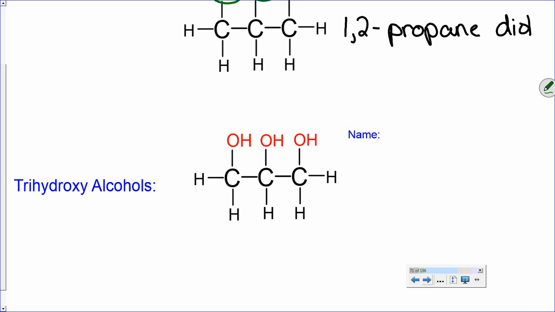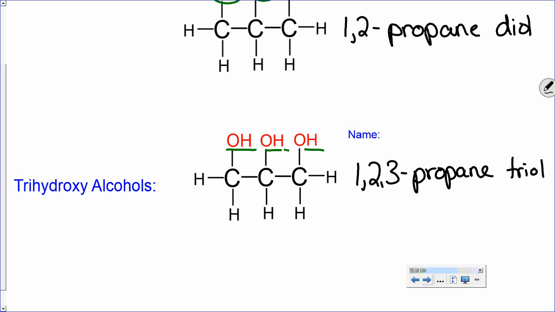Our next example, a trihydroxy alcohol, 3 hydroxy groups, 1, 2, 3. So each carbon has a hydroxy on it. And then we just call that propane. And instead of diol, there's 3 of them. So this is triol.